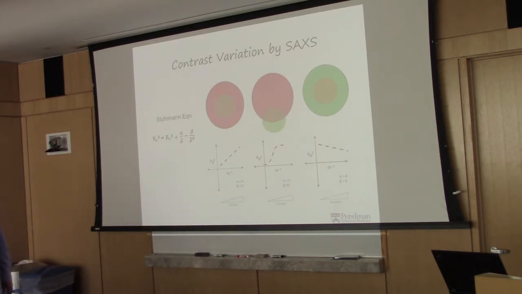Okay, and so here we have an example where we're looking at this group 2 intron particle, which is a 440 kilodalton complex, 70% RNA, 30% protein. And we wanted to know where the protein was located relative to the RNA component.